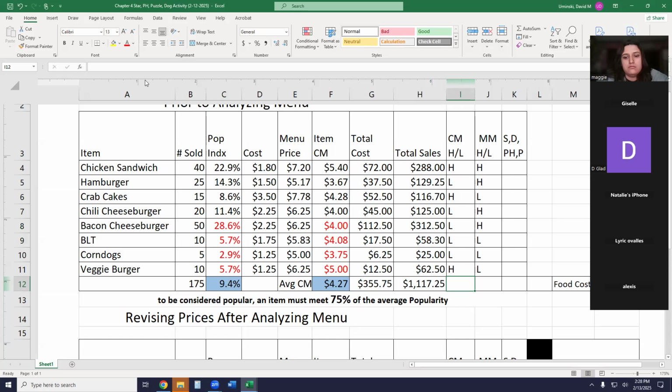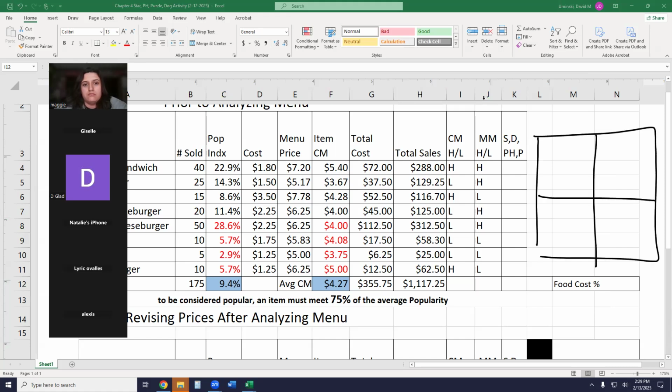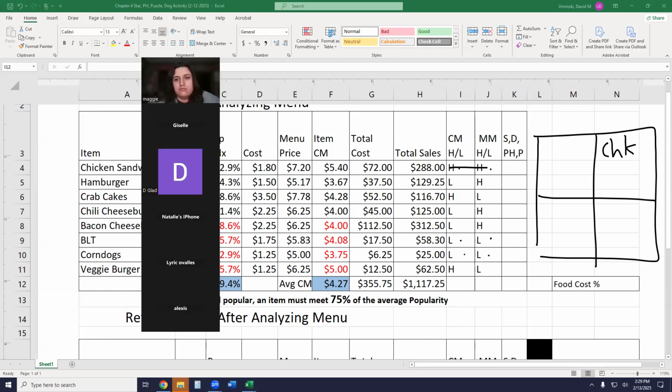So now we have our high-low. What I recommend is you go category by category. Don't try to go line by line. What are the two easiest categories to identify? Star and dog. So let's start with star. We have high and high. That's our chicken sandwich. Do we have any other stars? No, we don't. Then we have low, low, which is the dog. Easy to identify. Low, low, low, low. That's the hamburger, BLT and corn dogs.